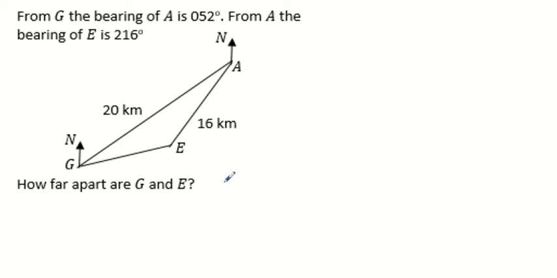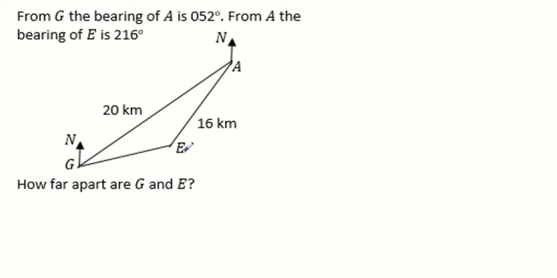In this question, you're told that from G, the bearing of A is 52 degrees. From A, the bearing of E is 216 degrees. And we are asked to find how far apart are G and E.